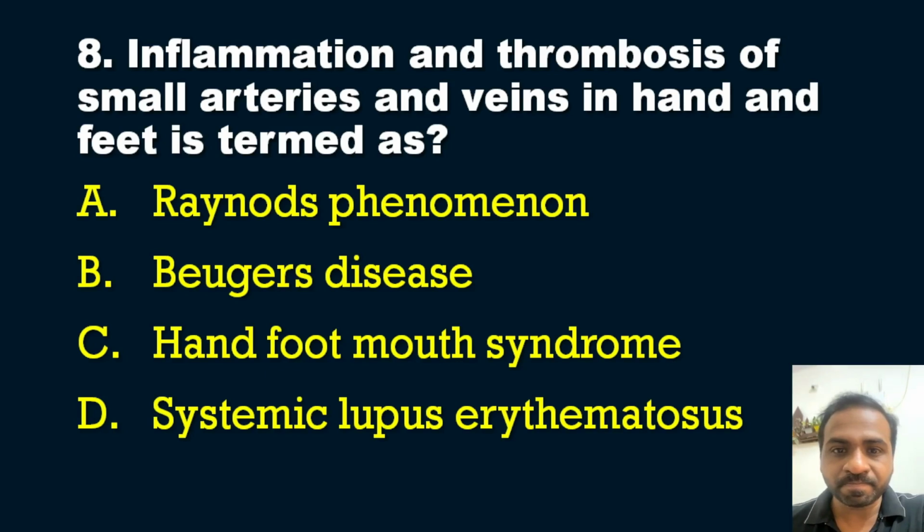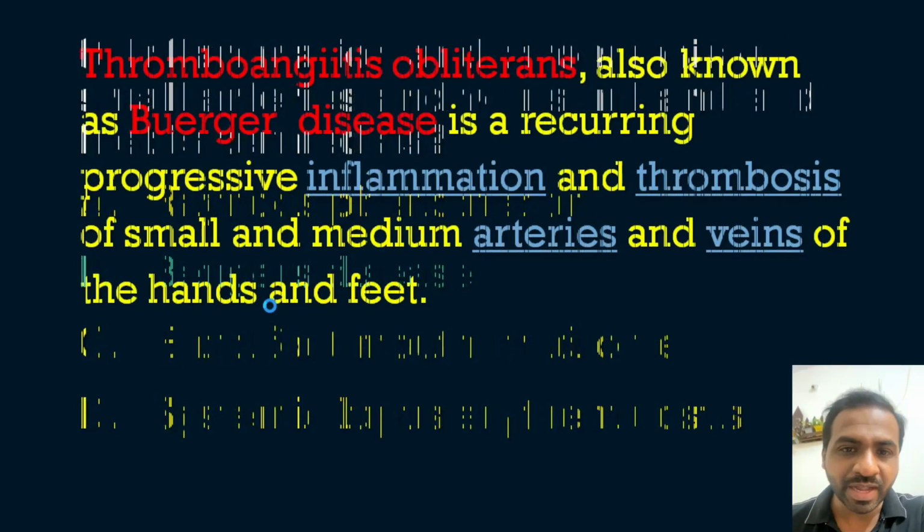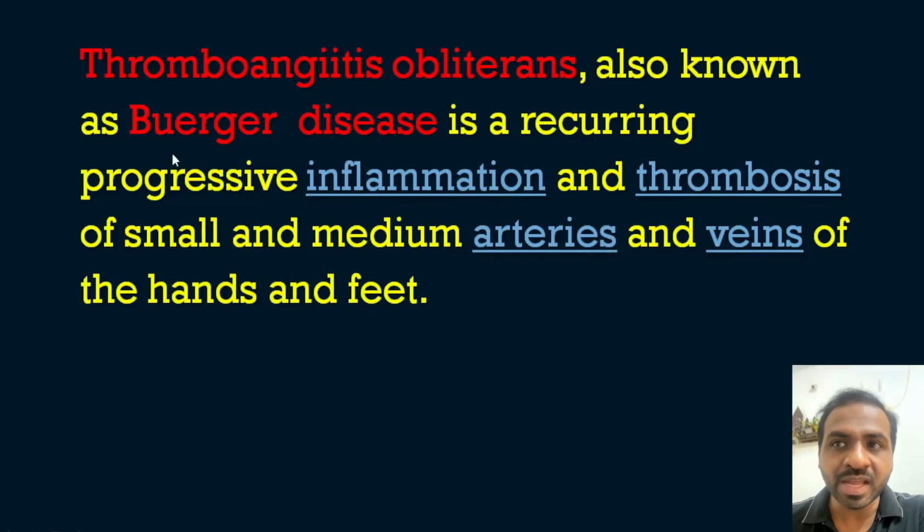So what is the answer for the question? Inflammation and thrombosis of small arteries and veins in the hands and feet. Obviously the answer is option B, Buerger's disease. We will have a small explanation regarding the question. Thromboangiitis obliterans, also known as Buerger's disease, is a recurring progressive inflammation and thrombosis of small and medium arteries and veins of the hands and feet.